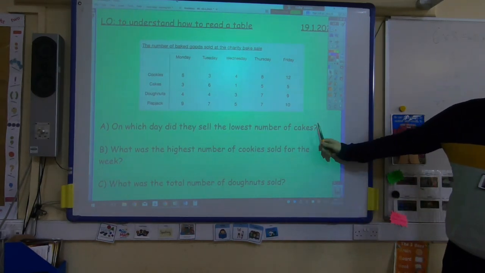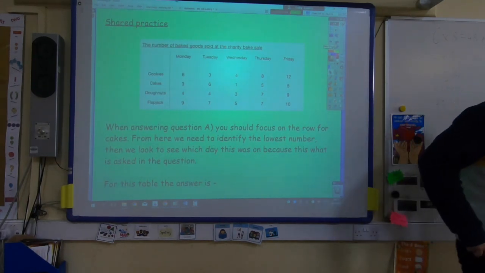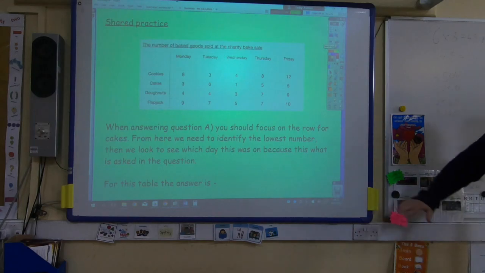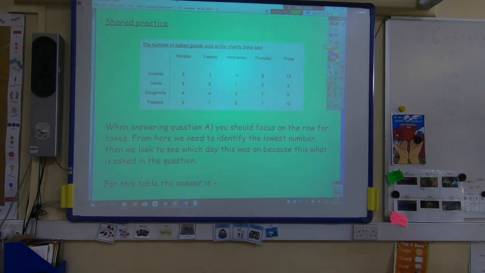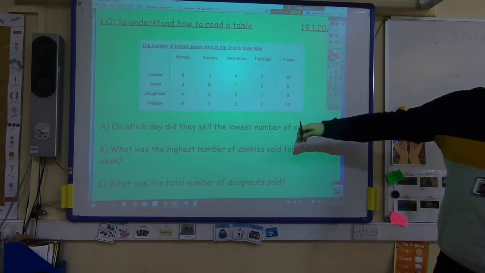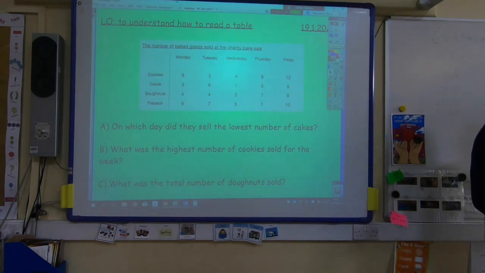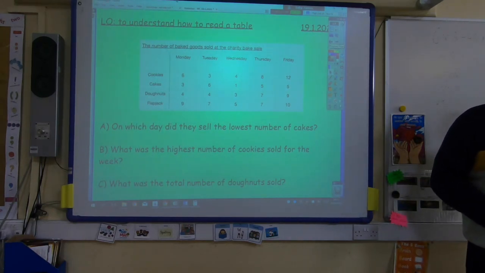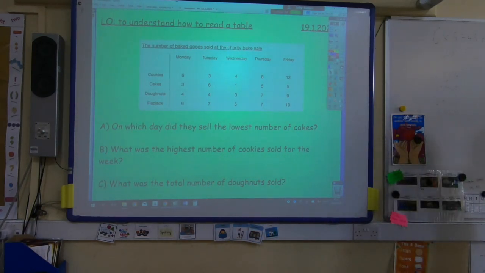Now, we're going to go through and answer these questions. Let's have a look at them. So I've got question A. I've got a little example at the bottom, but I'm not going to ask you to focus on that. I reckon some of you have solved this on your own. My question on question A was, on which day did they sell the lowest number of cakes? Now, there's something specific about this because it's not asking for a number. What is it asking for?